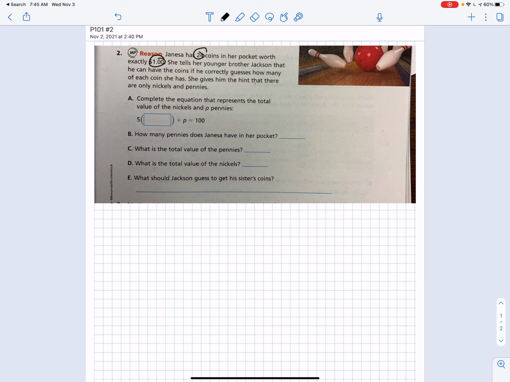She tells her younger brother Jackson that he can have the coins if he correctly guesses how many of each coin she has. She gives him the hint that there are only nickels and pennies. Only nickels and pennies. Okay. So a couple of things we know. We know that the nickels plus the pennies equals 24. So the number of nickels plus the number of pennies equals 24.